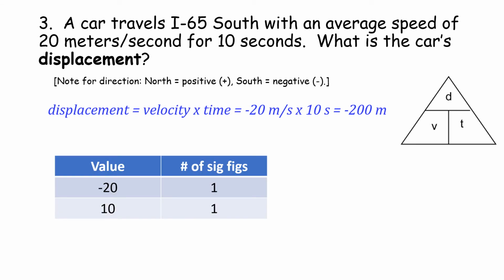Let's do a check of significant figures. Both the minus 20 and the 10 have one significant figure, and the 200 has one significant figure, so we don't have to change anything. Since there's no decimal, those zeros are not significant. Final answer, there is a displacement of minus 200 meters, in other words, 200 meters to the south.